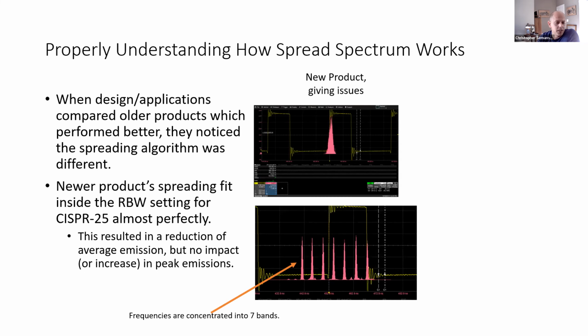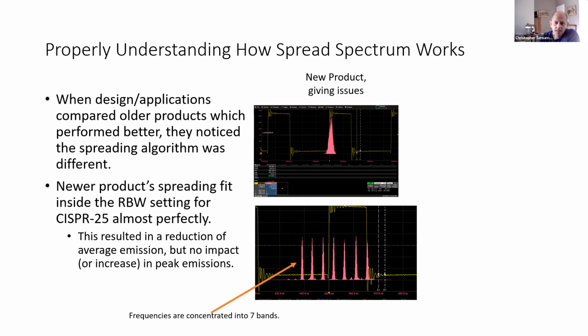And so this is kind of what you got. I pulled this from another presentation, so I don't have a lot of hard numbers, but I think you can see the idea. This is the new product that we are having issues with. You see how it was spreading in these really tight individual groupings in the frequency spectra. And this is what they considered better. It was a much cleaner spread.